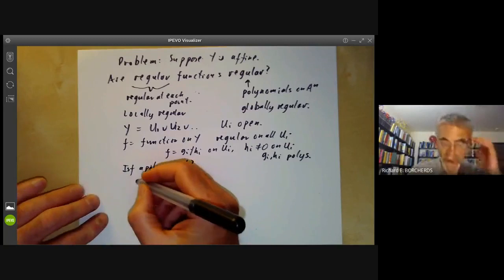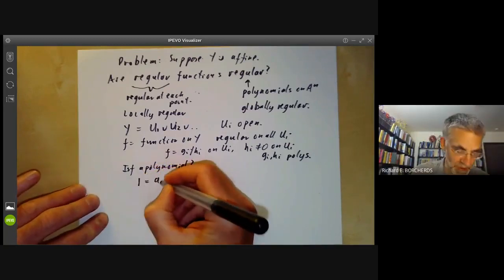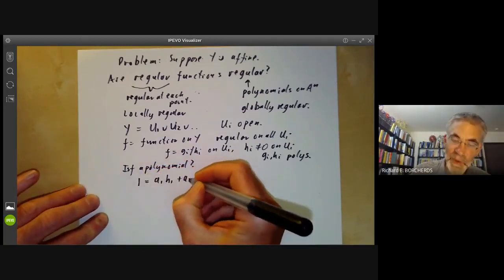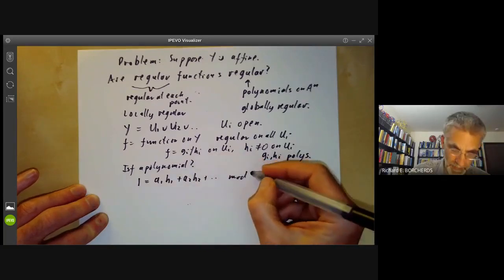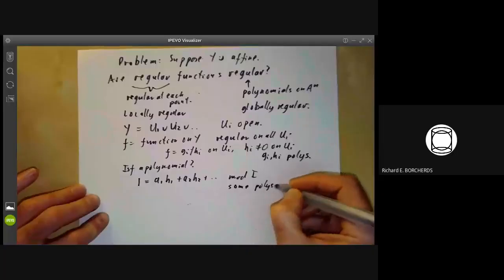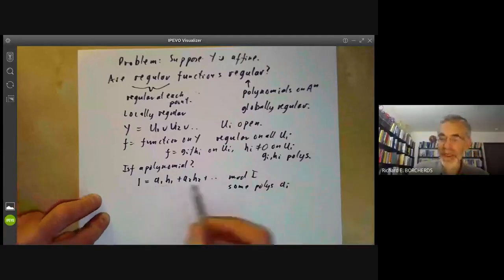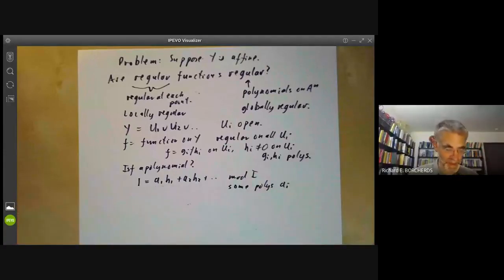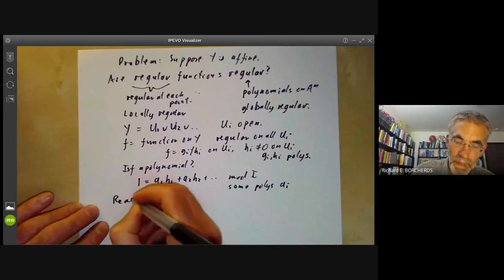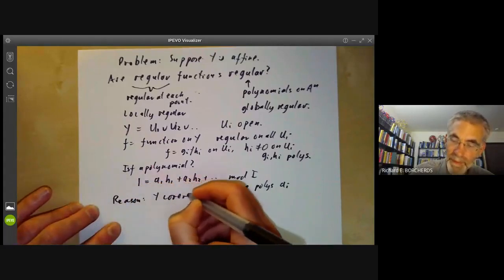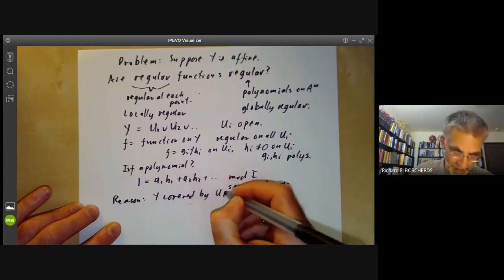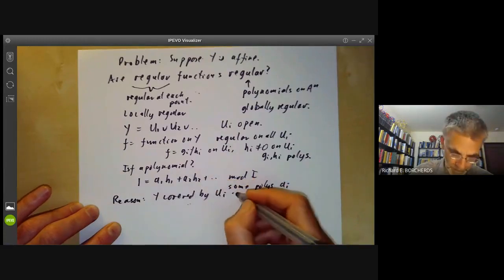Well, in order to show this, we observe that 1 is equal to a1 h1 plus a2 h2 and so on modulo I, for some polynomials ai. And this has to make sense. All but a finite number of these ai should be 0. The reason for this is that Y is covered by all these sets Ui.